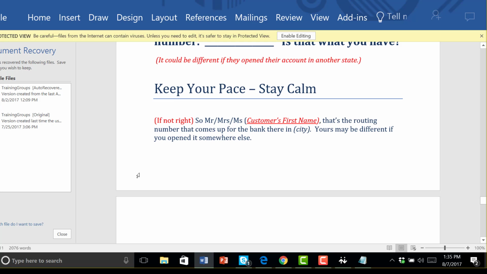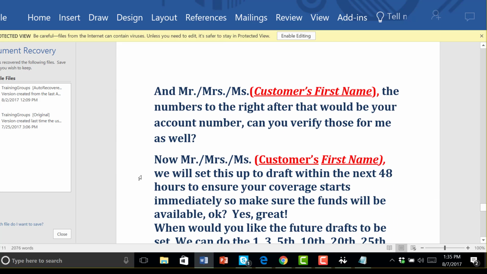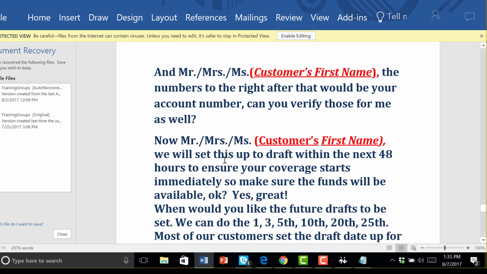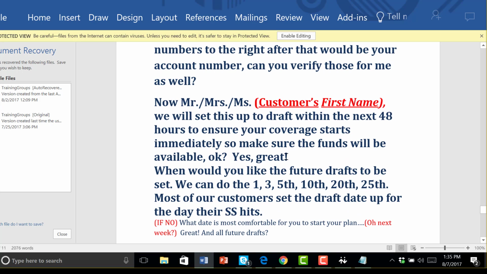Stay calm, keep your pace. Once you get it, you're golden, okay? Now, Ms. Carol, we're going to set this up to draft within the next 48 hours to ensure that your coverage starts immediately. So make sure that your funds will be available, okay? If they say okay, then great. You just got a sale no matter what. You just got paid instantly, whether it's Foresters, Royal, Americo, whomever.